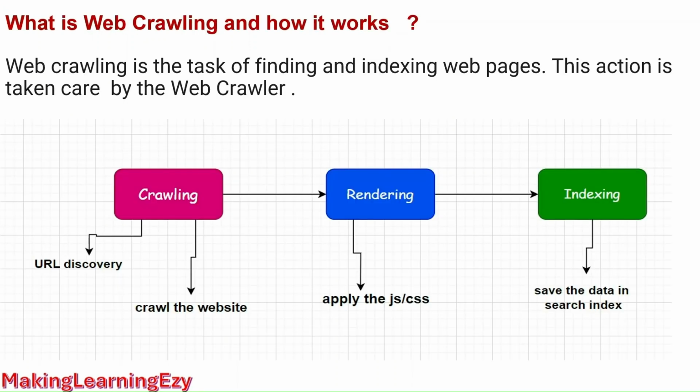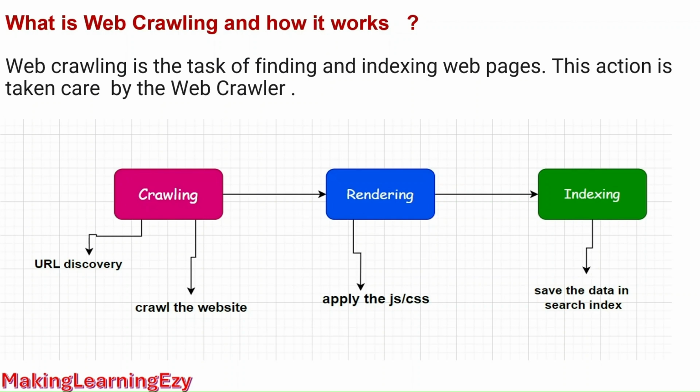Let's move further. What is web crawling and how does it work? Web crawling is the task of finding and indexing web pages. This action is taken care of by the web crawler, which we already discussed in the previous slides. Web crawling is very important because it helps in indexing the website so that the website can be visible in the search engine. Without web crawling, the website or web pages will not be visible in the search engine.